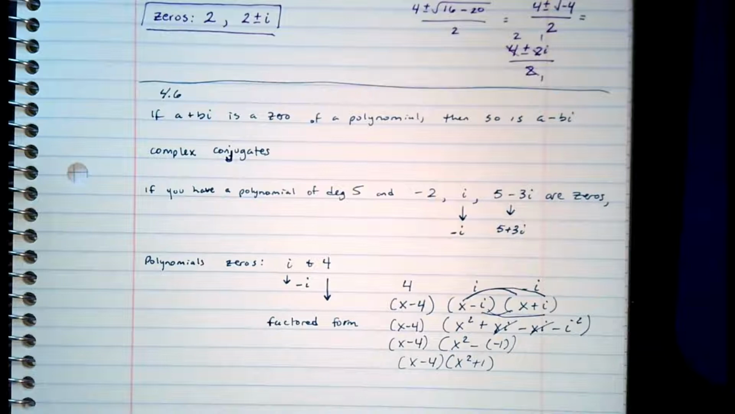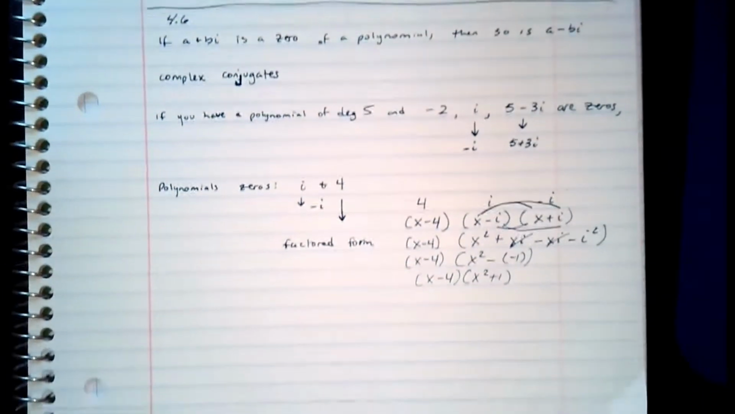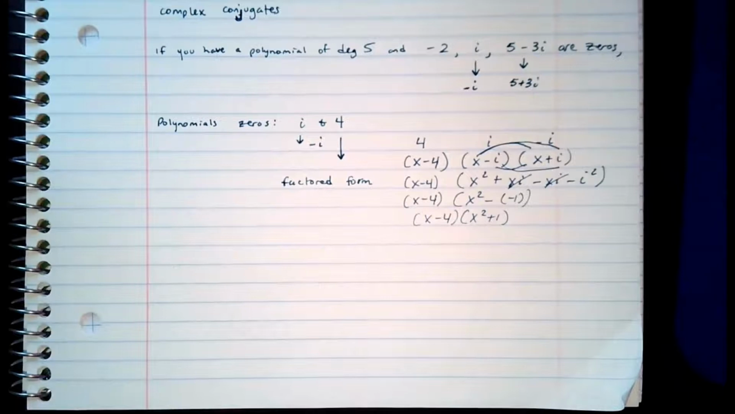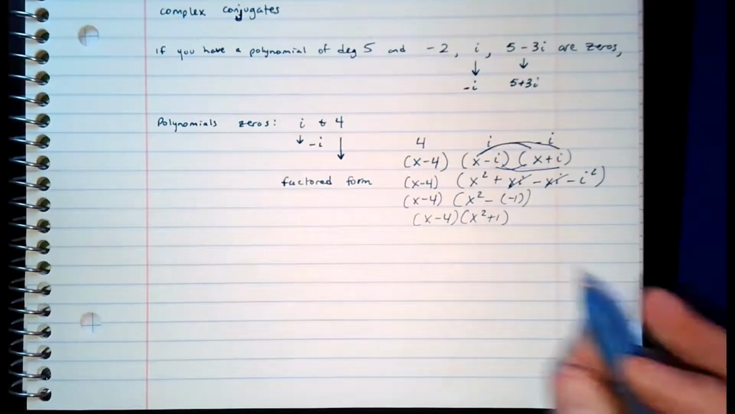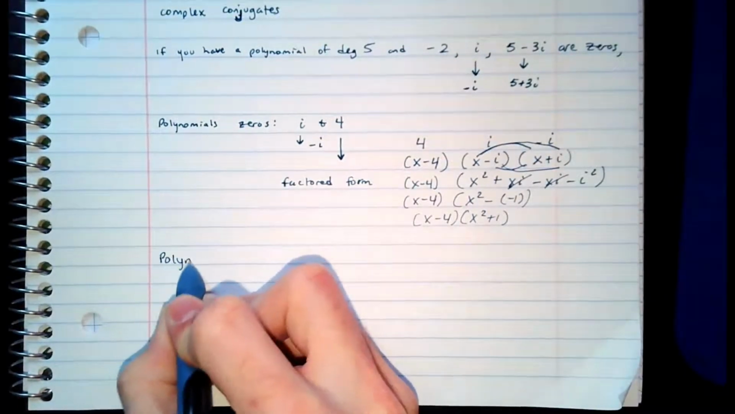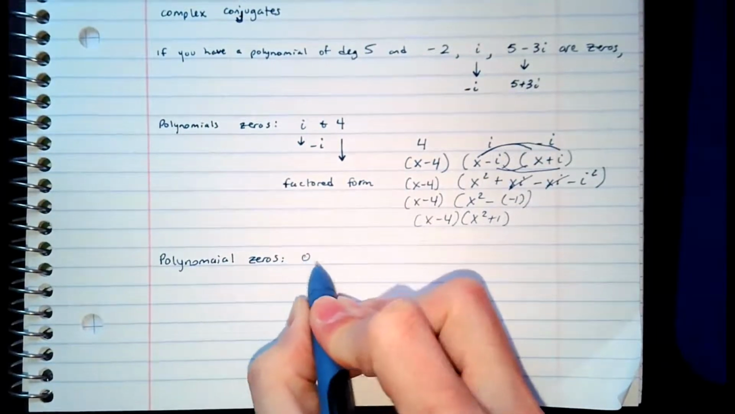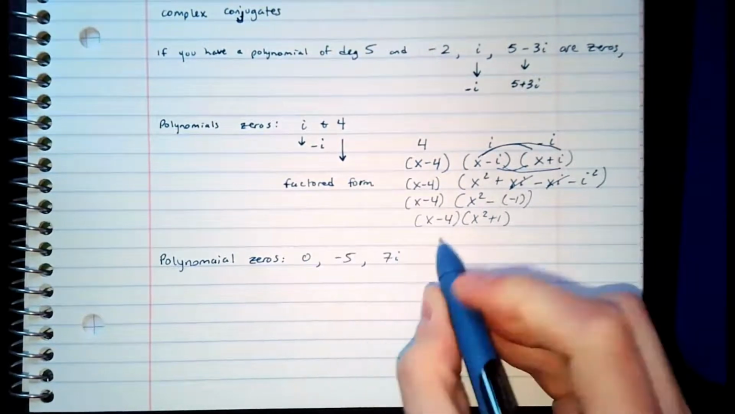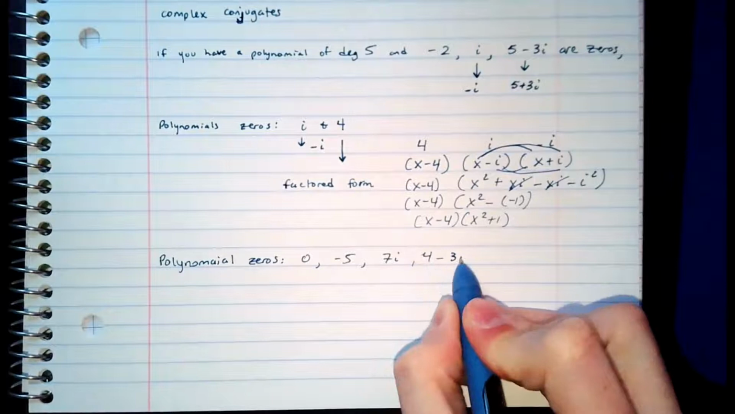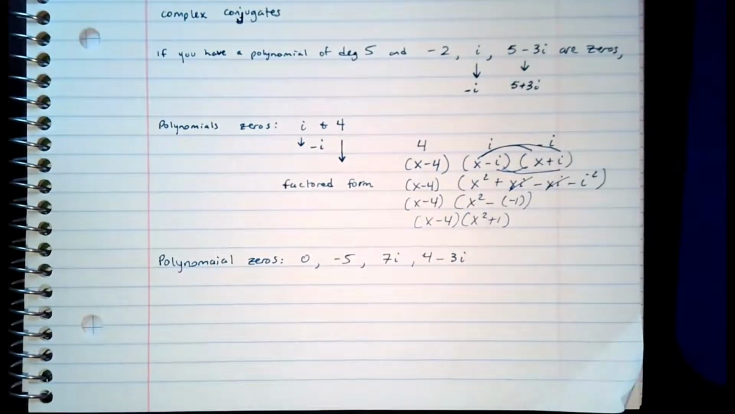Now, that might not be so bad, but what if I gave you something like, give me a sec, I've got to find the problem. What if I gave you the same kind of prompt, like give me a polynomial, factored form, that has zeros 0, negative 5, 7i, and 4 minus 3i. A little bit more to do here.